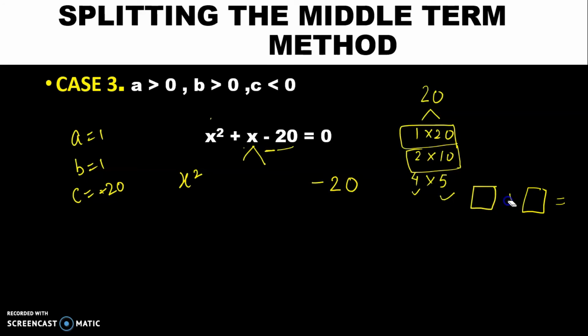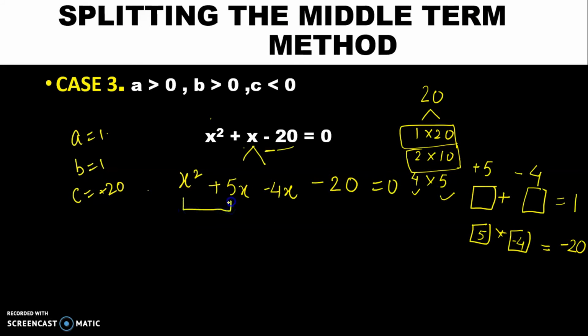I told you that their sum should be equal to what? Coefficient of x, that is plus 1 in this case. And their product should be equal to ac. a is 1 and c is minus 20. So their product should be minus 20. Now look here. If I write minus 5 plus 4, will we get answer 1? No. But if we write plus 5 and minus 4, we will get answer 1. And their product 5 multiply minus 4 will be minus 20. Right? So we will use these two factors, plus 5x and minus 4x.